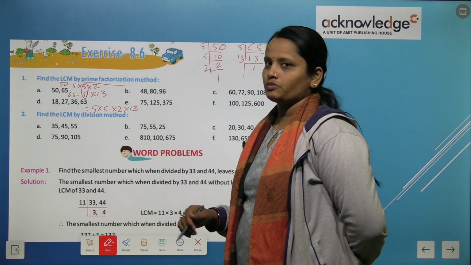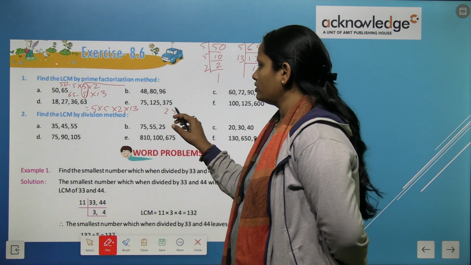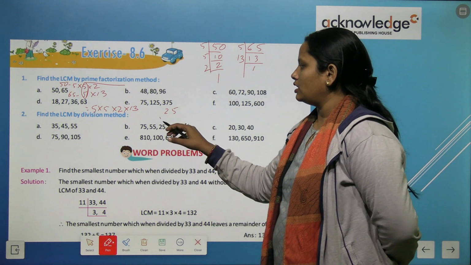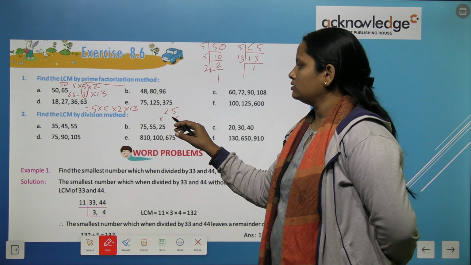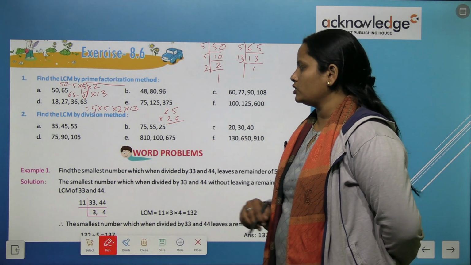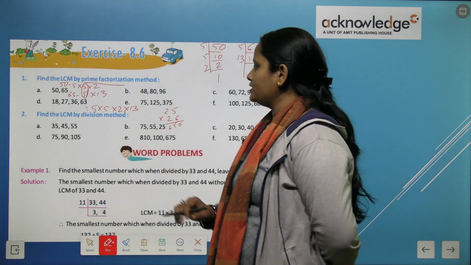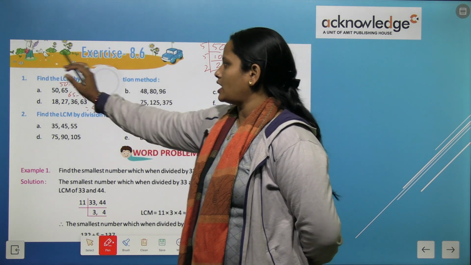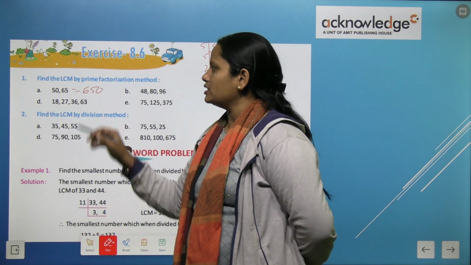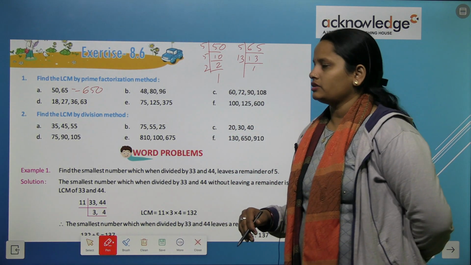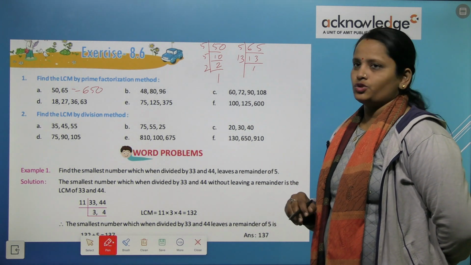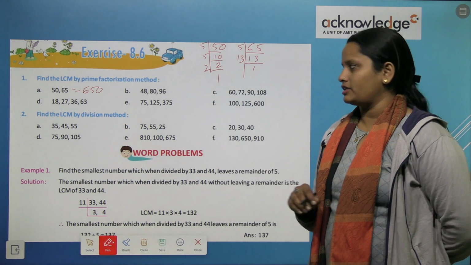So 5 multiply 5 is 25 and 13 multiply 2 is 26. Let's multiply these two numbers. So children, when we multiply these two numbers we get 650 as answer. So here 650 is the LCM of these two numbers by prime factorization.